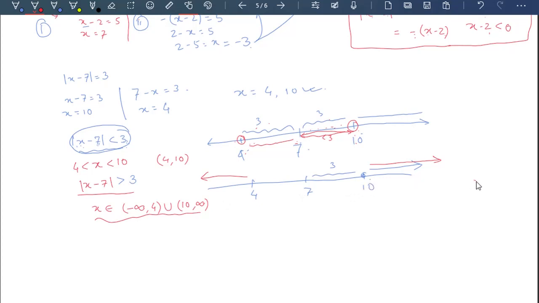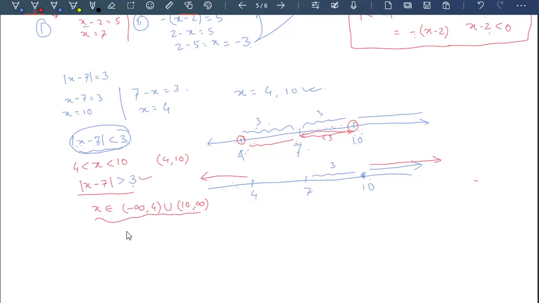Any number greater than 10, let it be 10.1, the distance will be 3.1. 3.1 is greater than 3. Any number smaller than 4, let it be 3.9. The distance will be 3.1 once again. Let the number be 3. The value of x is 3, so the distance from 7 to 3 is 4 units, which is greater than 3.